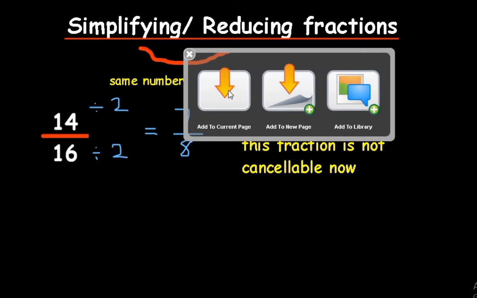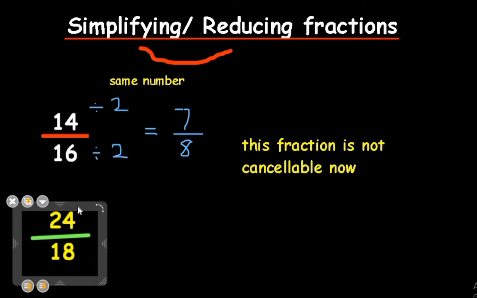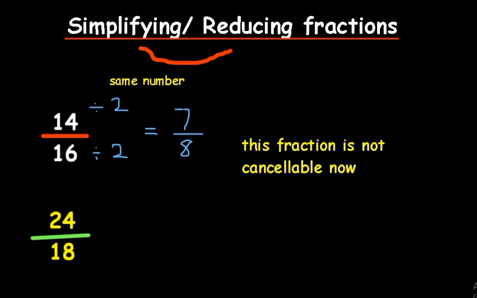Alright, so now let's bring another question. The other question is 24/18. Now let's think of a number that can cancel 24 and 18 at the same time, and in this question I'm going to reduce it like this. Alright, let's take 3, right?